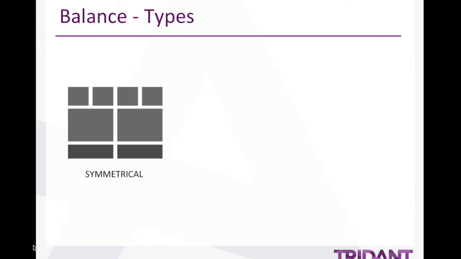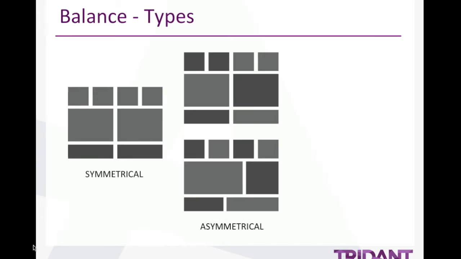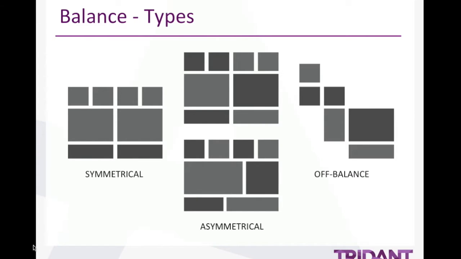There are three types of balance, and these are symmetrical, asymmetrical, and off balance. And yes, strangely enough, off balance is also a way of balancing design. But only if it's done correctly, obviously.